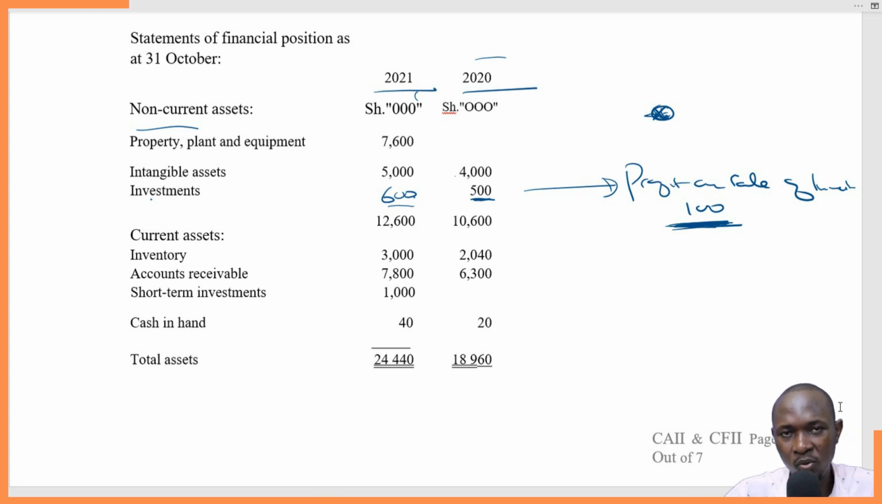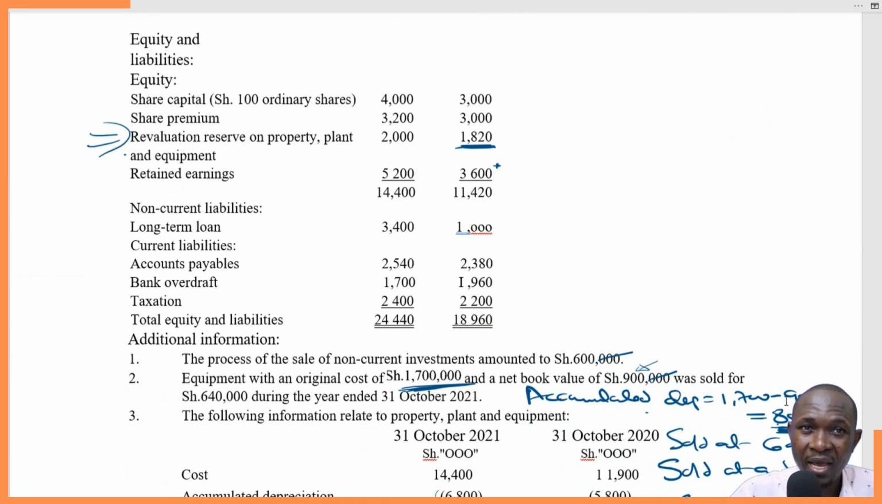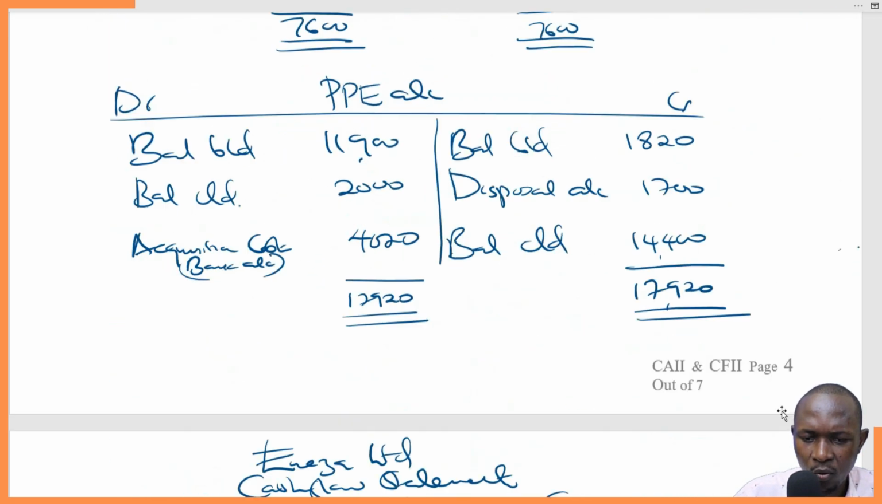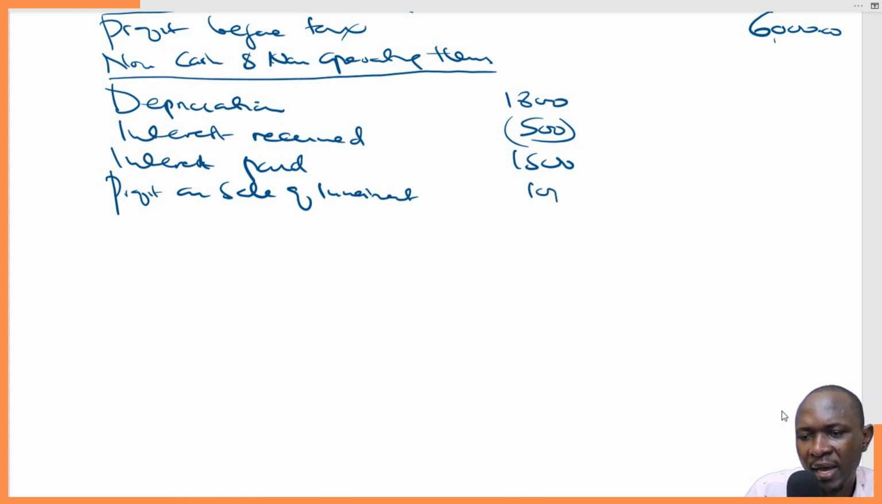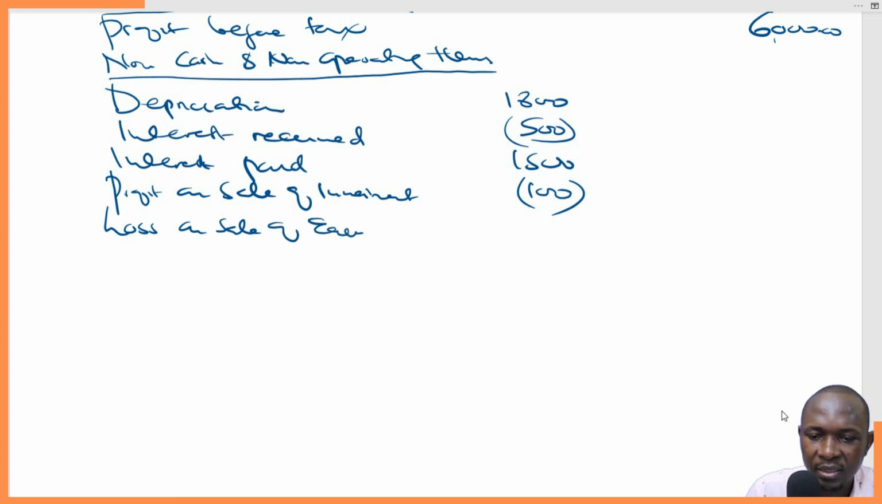So we'll do away with the 100, which we had already shown as a profit on sale of the asset. We had added it to the profit. So we are going to deduct it to reduce the profit by the 100. So we'll simply say profit on sale of investment, 100, which we had added to the profit. So we are going to less. And then of course we also have loss on sale of equipment, which, if I'm not wrong, was valued at 260.